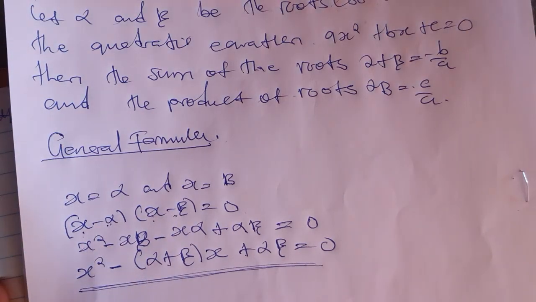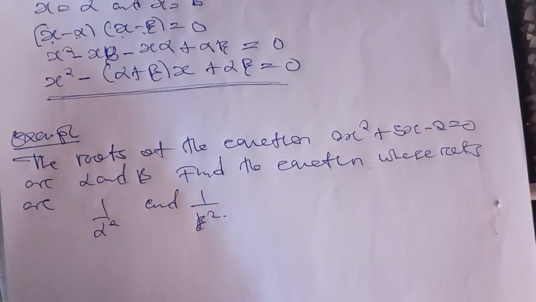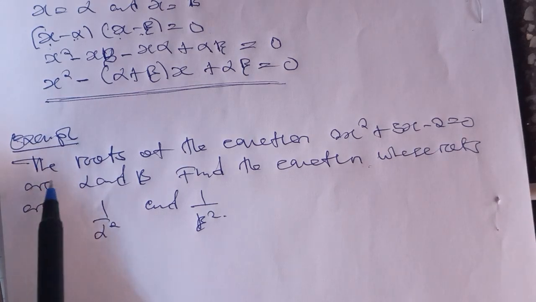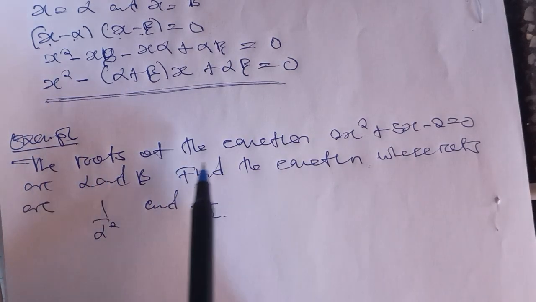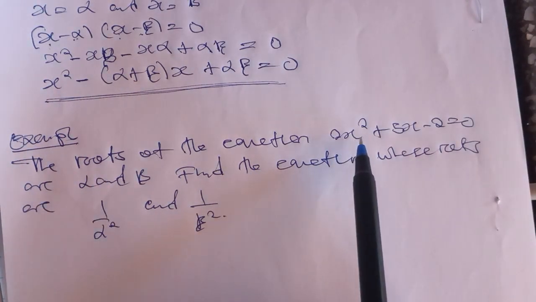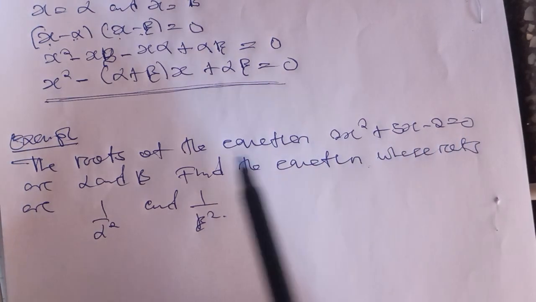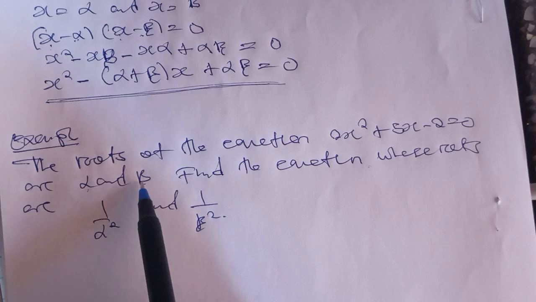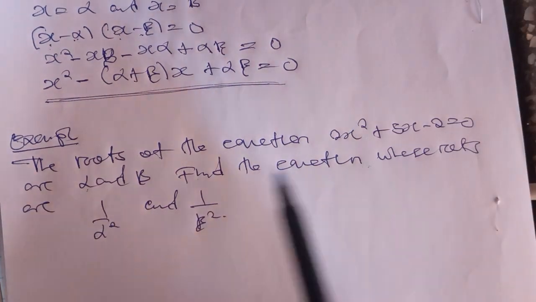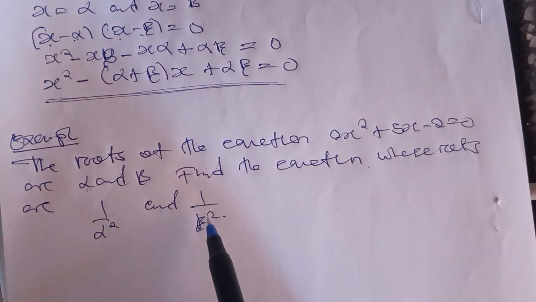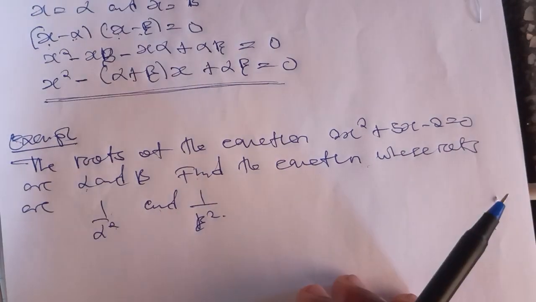Now let's take an example so that we see how we can use the formula. All right, so I was just copying the question. You have seen that the question says the roots of the equation 2x squared plus 5x minus 2 equals 0 are alpha and beta. Find the equation whose roots are 1 over alpha squared and 1 over beta squared. So how do you proceed?